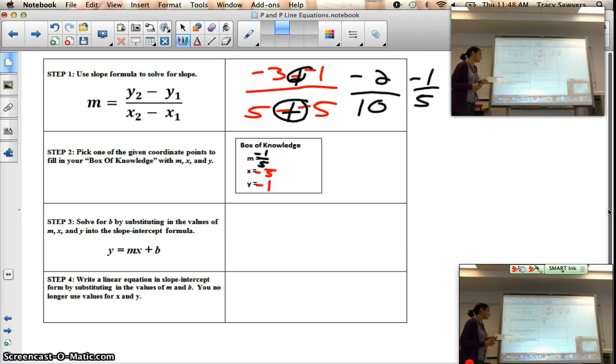Okay, step 3. Solve for B. I don't know what B is. I need to solve for B. So I'm going to solve for B using my y equals mx plus b and the information out of this box of knowledge.